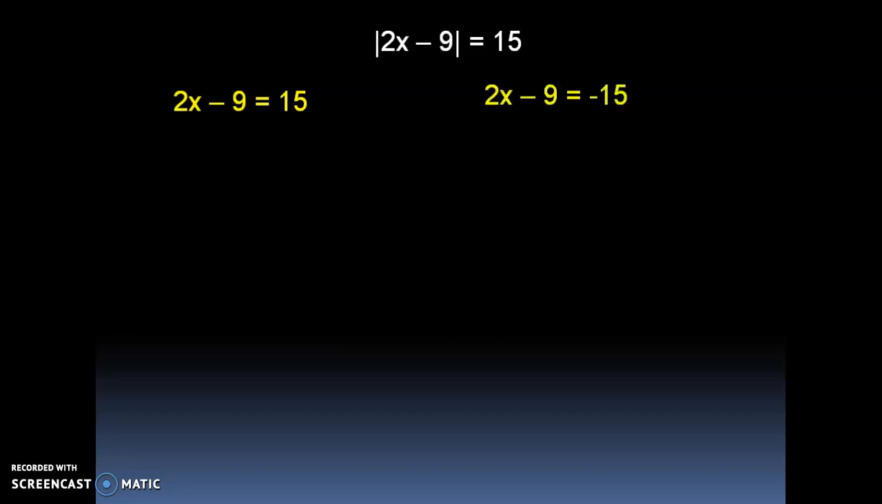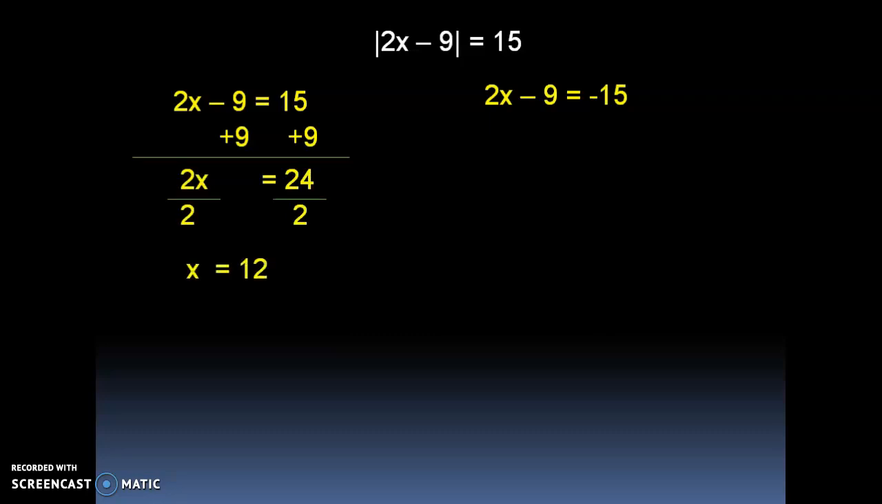So let's try to solve some. First example, the absolute value of 2x minus 9 equals 15. So we're going to set 2x minus 9 equals positive 15, and 2x minus 9 equals negative 15. And we're just going to solve both those equations. Add 9 to both sides. We get 2x equals 24. Divide by 2, and we get x equals 12.